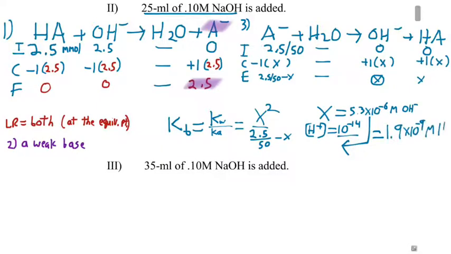So that gives me hydronium is 1.9 times 10 to the negative 9 molar. And then I can find the pH by taking the negative log of that, and you get 8.7. You gotta think, does this make sense?